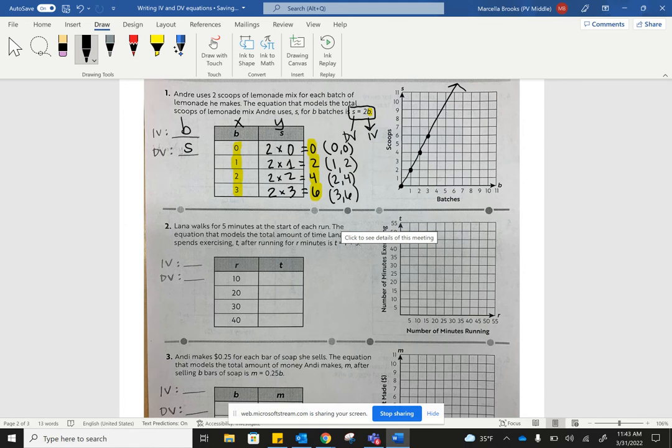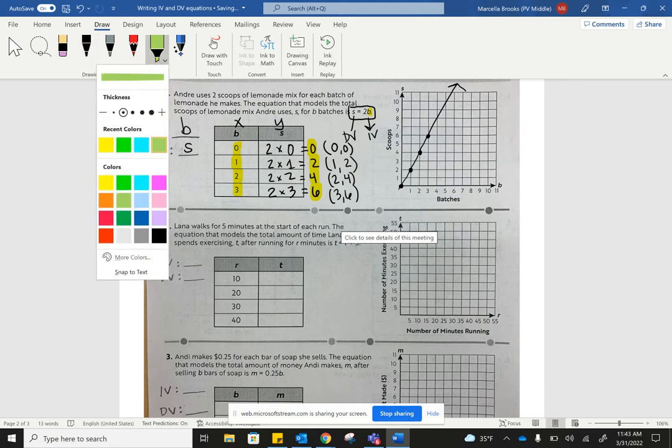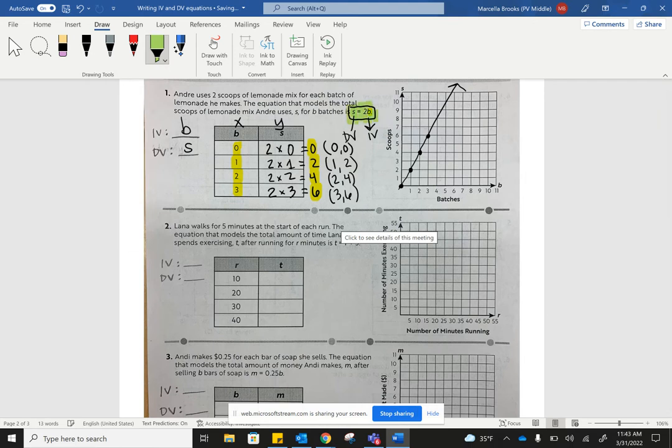So this graph shows this equation. It shows the relationship between the two variables. I go right 1, up 2 from each point. Right 1, up 2. Right 1, up 2. Right 1, up 2. Okay? This is S equals 2B. Wow, that really looks like pencil.